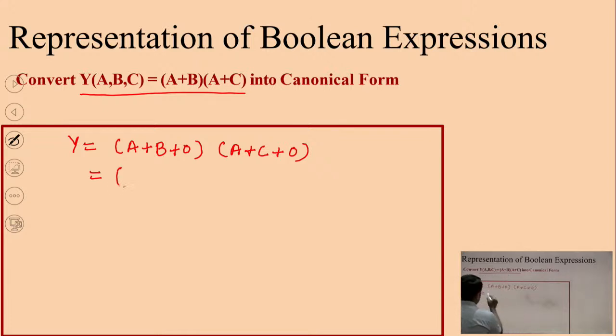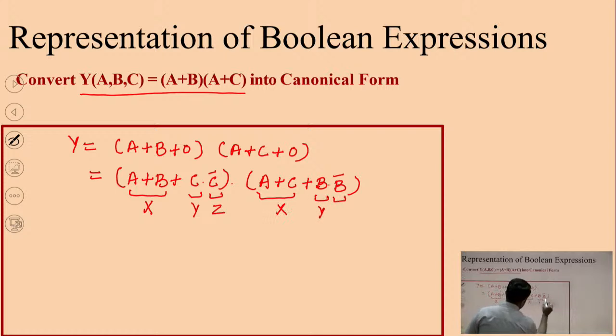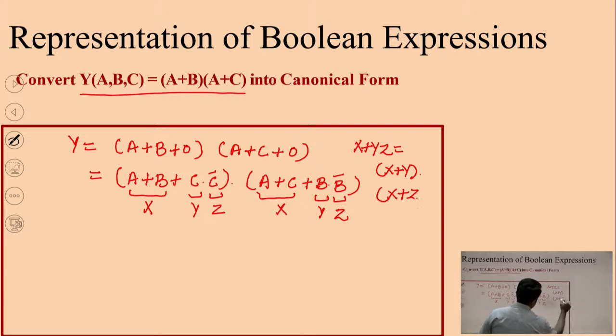So A plus B plus 0 can be written as C dot C complement. Similarly, in this A plus C, B is missing here, so it will be B dot B complement. Now applying the distributive law, considering this as X, this as Y and this as Z, and similarly for the other, I will be using X plus YZ is equal to X plus Y into X plus Z.